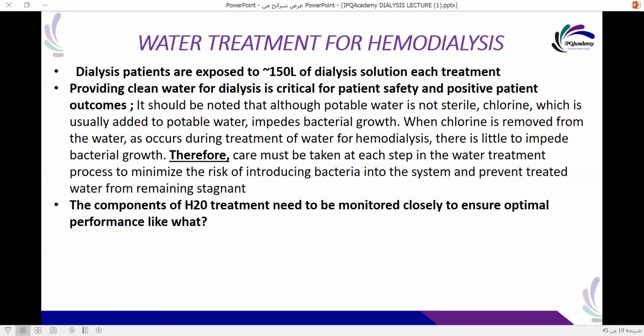So the risk of bacterial growth will increase. Therefore, care must be taken at each step in water treatment to minimize the risk of introducing bacteria into the system and prevent the treated water from remaining stagnant. The components of water treatment need to be monitored closely to ensure optimal performance. Like what? We monitor the water hardness, the chlorine level, and the endotoxin and bacterial level of the water.